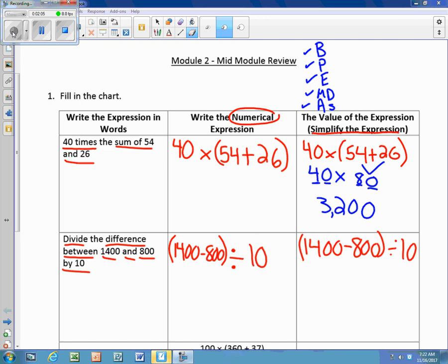So the first thing that we need to do is what's in parentheses, which gives us 600. And we're dividing that by 10. And when we divide by 10, we know we're really jumping our decimal that's right here one spot to the left, because there's one 0, and it ends up there. So my answer is 60.